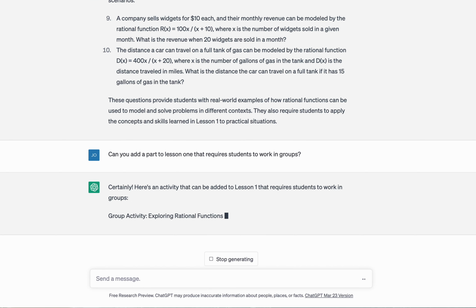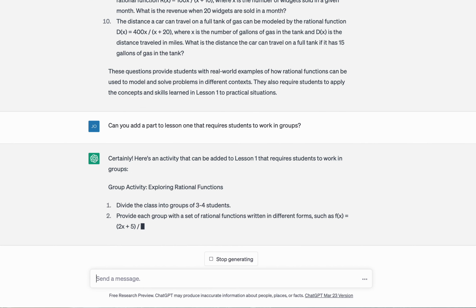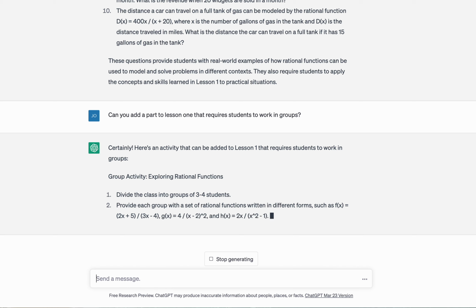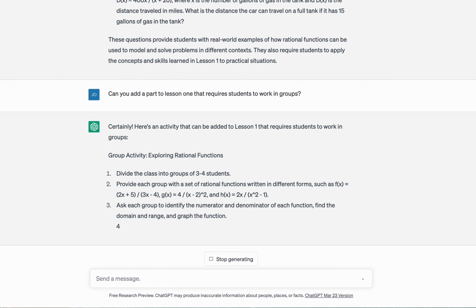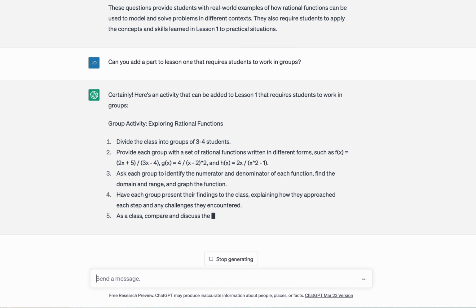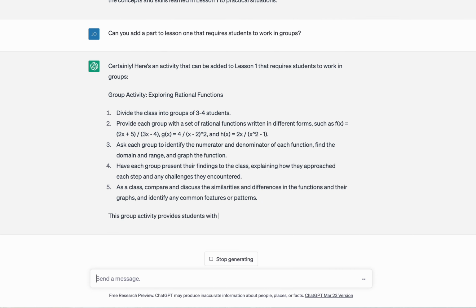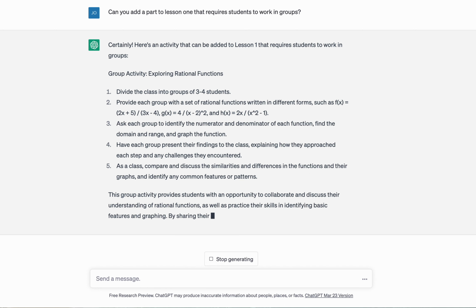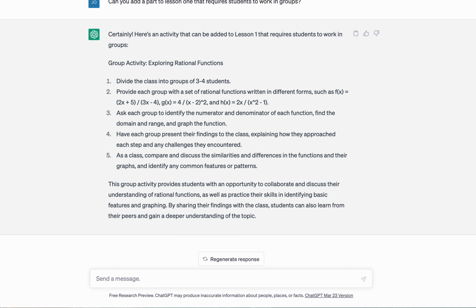Here's an activity that can be added to lesson 1. Divide class into groups of 3 or 4 students, no problem. Give them a rational function written in different forms and ask each group to identify the numerator, denominator. Okay, I'm not sure about numerator, denominator. Domain, range, graph. How does each group present their findings to the class? Explaining, compare, and discuss. Okay, so probably not going to win any awards, but it's a group activity, and it has the students do things. Perhaps you would find a way to make sure that each student is doing something in that, but there you go.